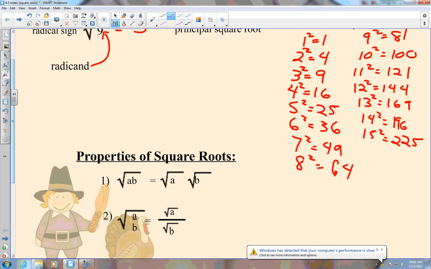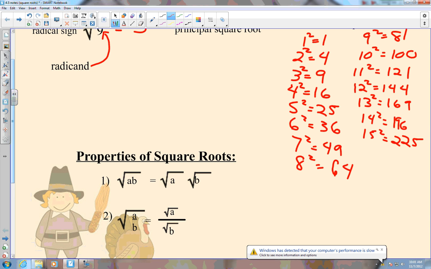The second one is going to be for quotients, or fractions. The square root of a over b is equal to the square root of a divided by the square root of b. So I can take the square root of each part and have it be still the same number. Questions on that? That should be familiar.